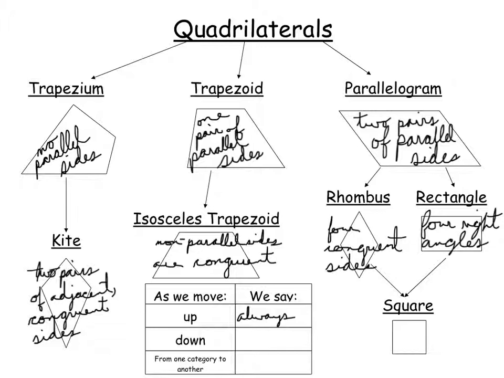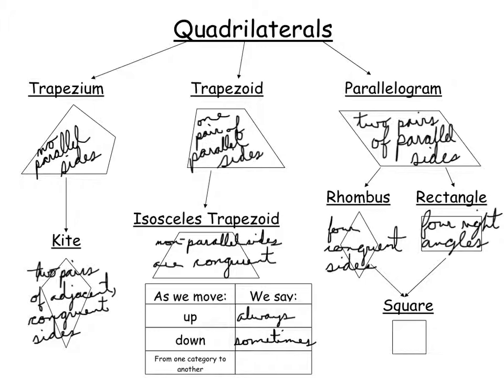But as we move down, we have to say sometimes. Quadrilaterals are sometimes kites. Quadrilaterals are sometimes squares. But sometimes quadrilaterals are trapezoids.